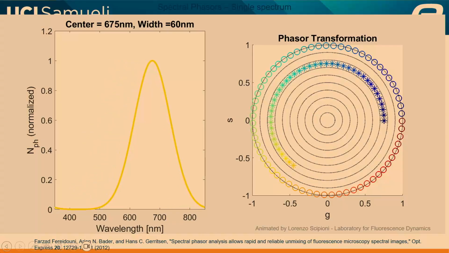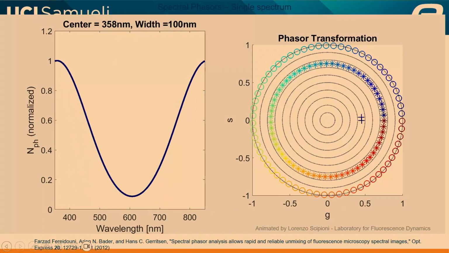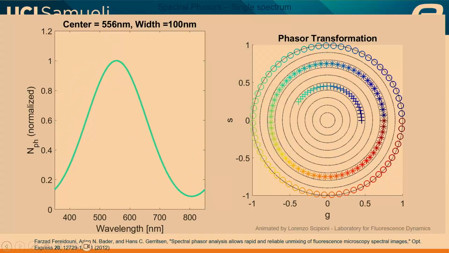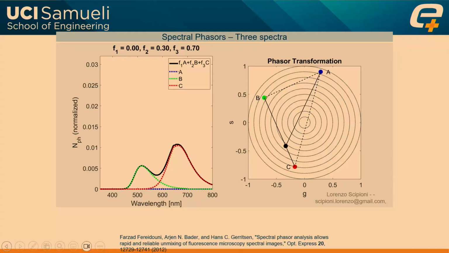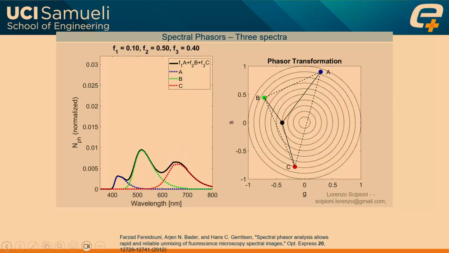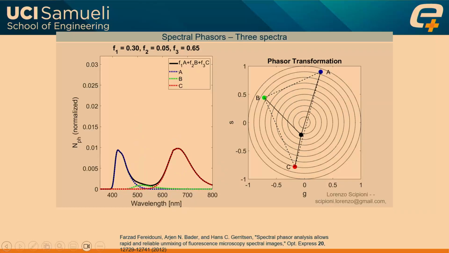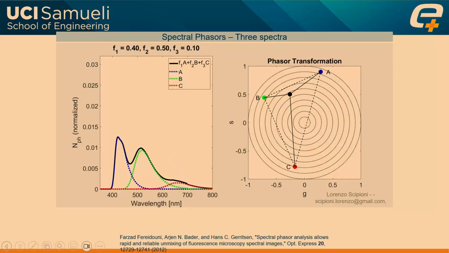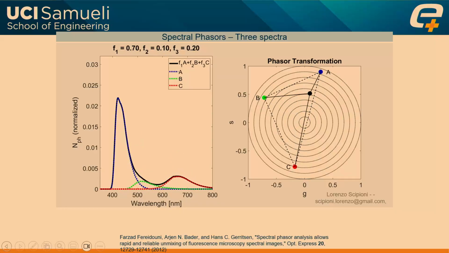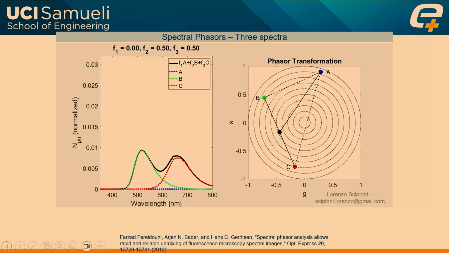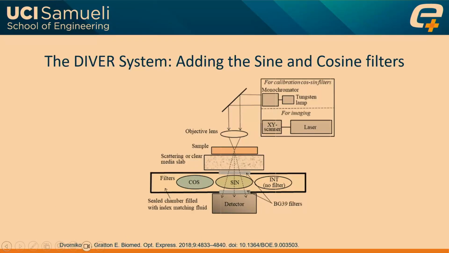So as this emission broadens, the phaser gets closer and closer to the center axis here. This is just a pictorial demonstration. And of course, if you have multiple components, you can calculate the fraction of one to another. So what's really nice about this, and we were not the first to actually come out with the spectral phaser. Farzad Feridorni, as well as Hans Gerritsen and Arjun Barter, came up with this transformation. And you can calculate the fractional contributions of these spectra using the phasers.